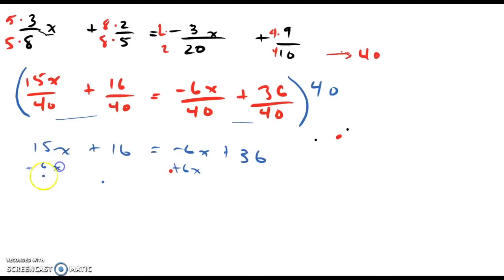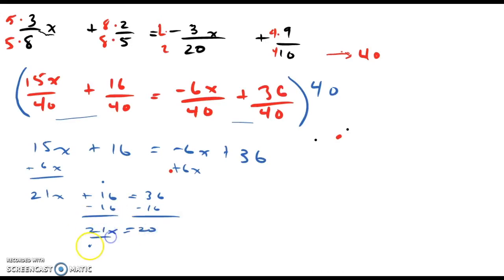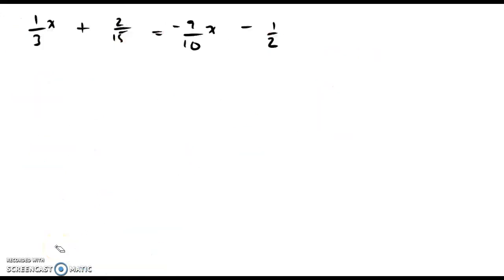Plus 6x on both sides, and we get 21x plus 16 is equal to 36. We're going to subtract the 16 on both sides. And we've got 20 is equal to 21x, and we wind up with x is equal to 20 over 21, and there's a solution. Okay, go ahead and pause the video and try this one on your own. Be mindful that this is a 9, not a 7.